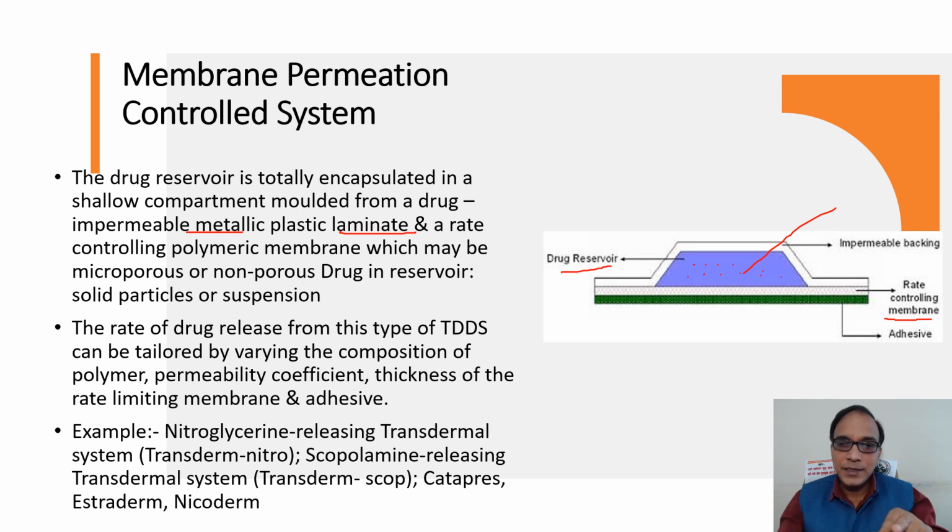The rate of drug release from this type of transdermal drug delivery system can be tailored by varying the composition of polymer, permeability coefficient, thickness of the rate limiting membrane, and adhesive. Examples include nitroglycerin releasing transdermal systems, scopolamine releasing transdermal system, Transderm Scop for 72 hours for prophylaxis of motion sickness, Catapres, Nitrodisc, Nitrodur. These are some of the examples.